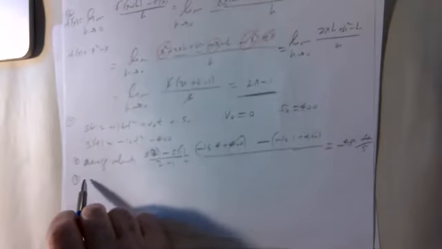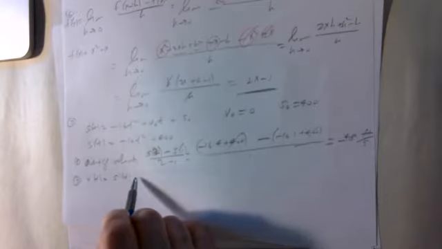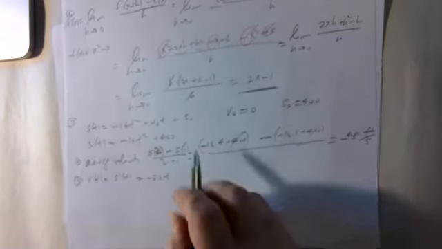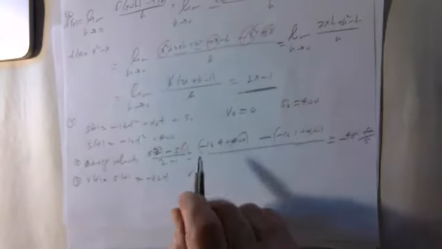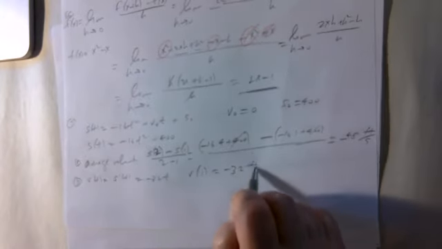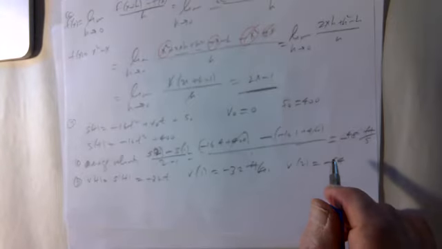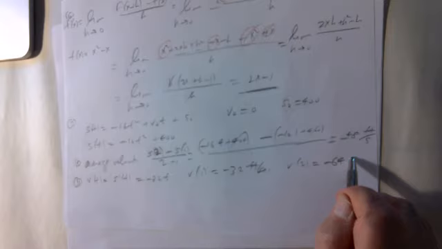The instantaneous velocity, v of t, this is s prime of t, is minus 32t. So the velocity at time 1 is minus 32 feet per second. The velocity at time 2 is minus 64 feet per second.